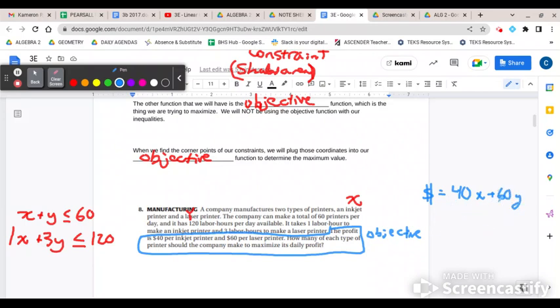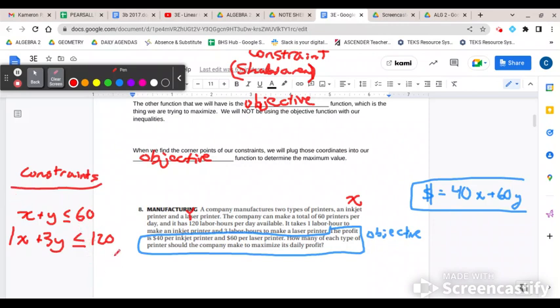If you want to hold off on doing the objective function till later, that may not be a bad idea as well. But just know what our objective function is and separate it from the rest of the functions they give us. The rest of the functions they give us are our constraints, which is over here. So the company is constrained because it can only make up to 60 printers per day, and it has 120 labor hours per day available. So this is what limits it.